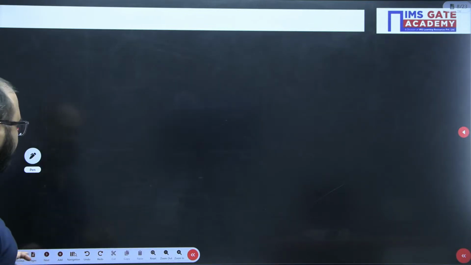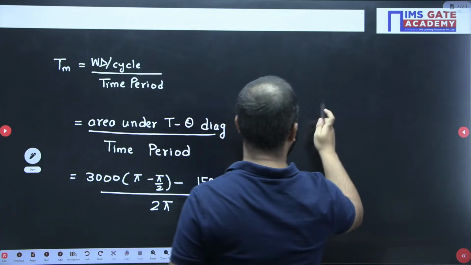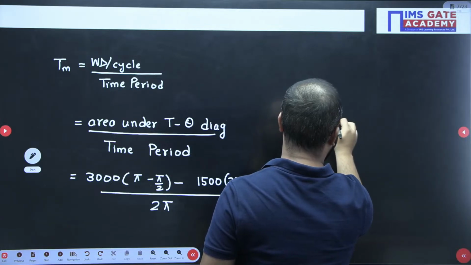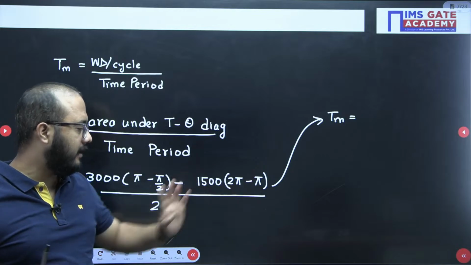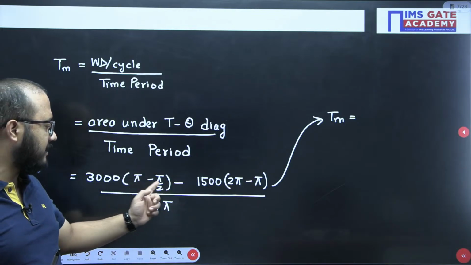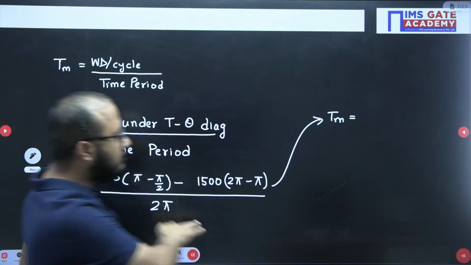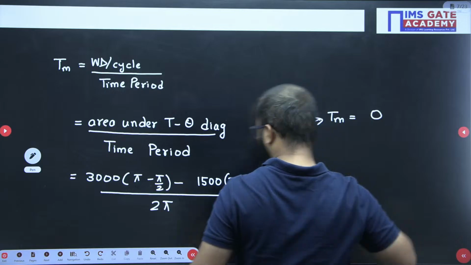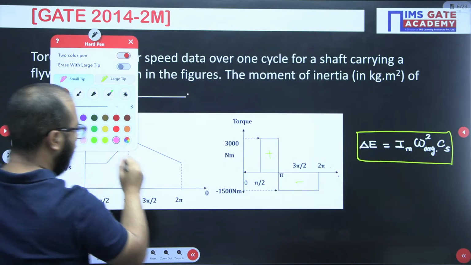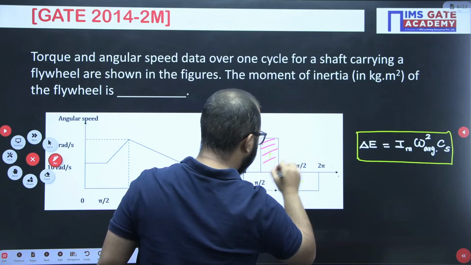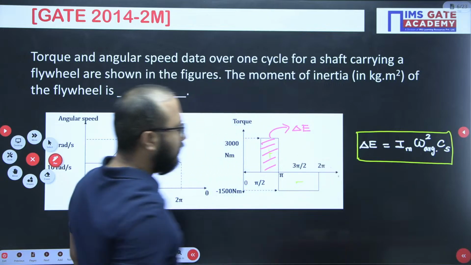Now coming to the next part, guys, very important. After this calculation, if you calculate the mean torque value, you will get what? 2 pi minus pi will be pi only. If you take pi minus pi by 2, again minus pi by 2 will be there. So 3000 divided by 2 is 1500. Finally if you solve here, you will get 0 value. Now the point here is that the mean torque will be 0. So this is the excess energy. This part will be delta E.